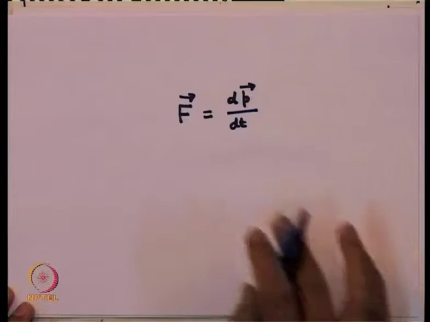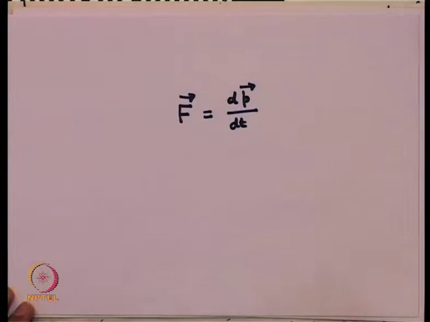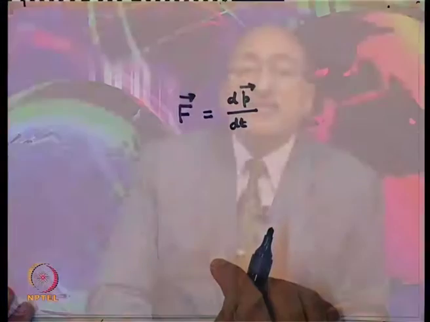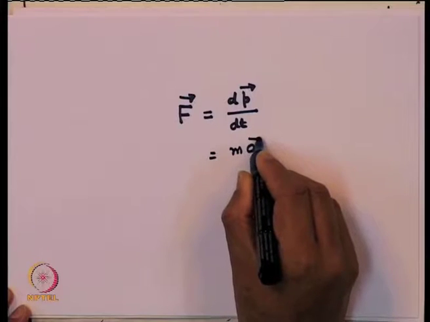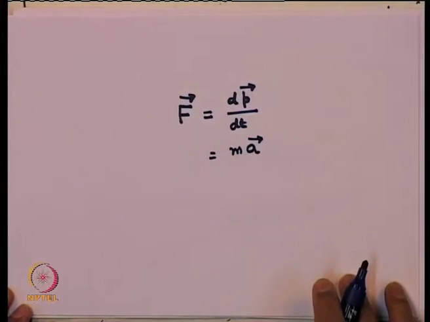Because in classical mechanics, p is given by mass into velocity, where mass is supposed to be constant, we can equivalently write this relationship in the form of mass into acceleration, because the rate of change of velocity with respect to time is acceleration. So, in classical mechanics, we can use either of the two ways to express the force, either as a rate of change of momentum or mass into acceleration.